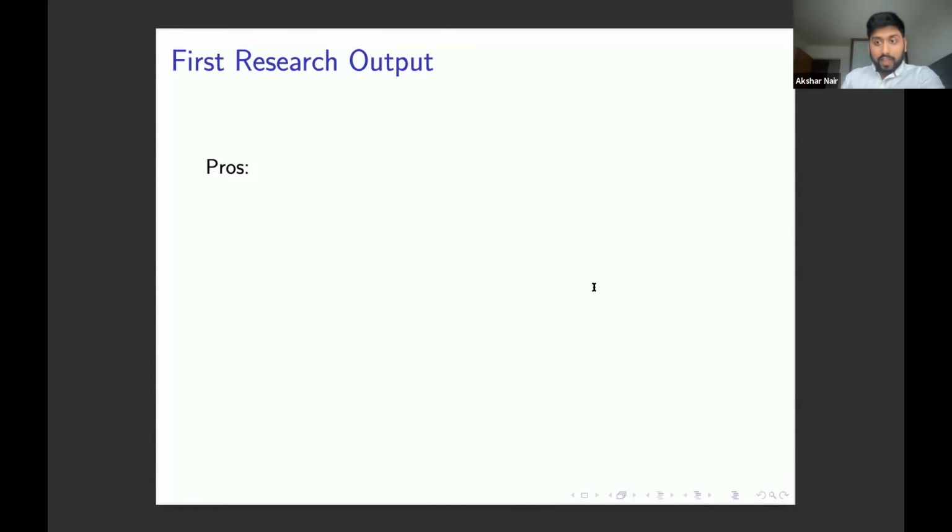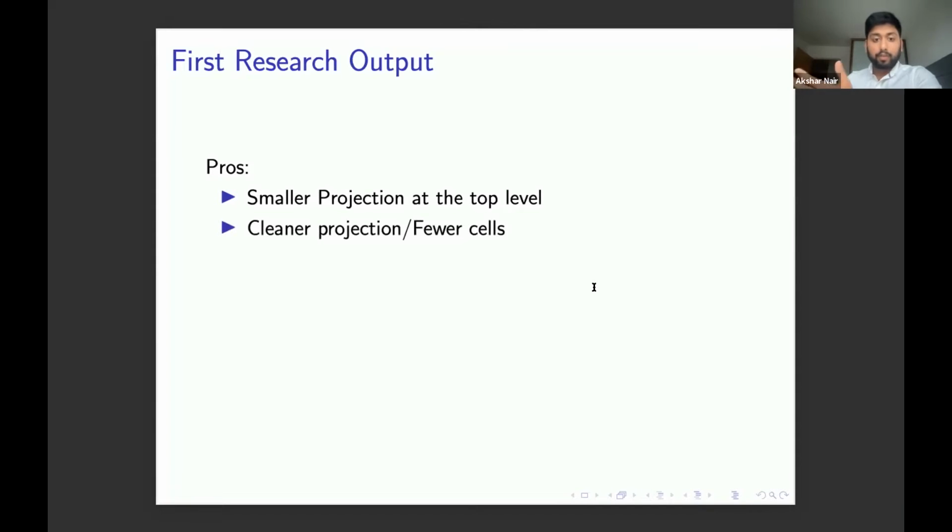This approach, of course, had some pros, which was a smaller projection at the top level. You had a cleaner projection, fewer cells. So basically you were effectively just decomposing the equational constraint, as compared to the hypersurface defined by the equational constraint, as compared to decomposing the whole of Rn. But it also did come with a few cons.